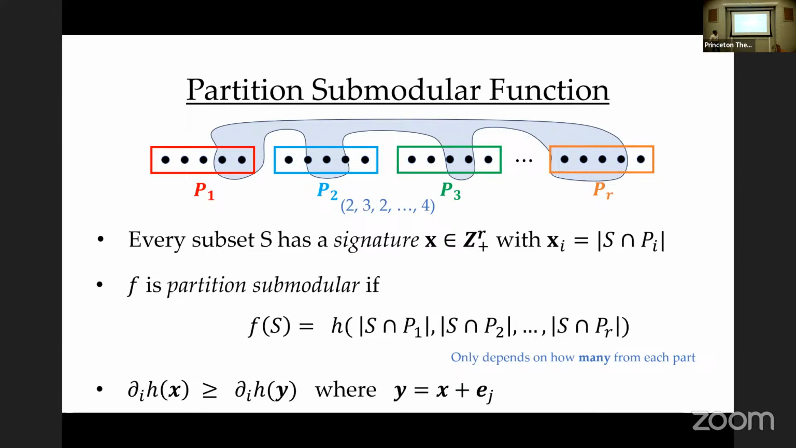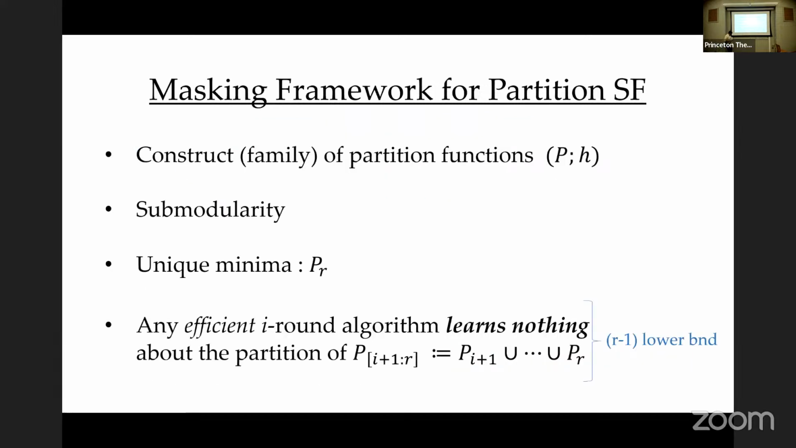Now, what we want to construct is a family of these partition functions. So I want to design this H. P will be a random equipartition. This is the only randomness, and the randomness over this, when equipped with H, gives me a family of submodular functions. Well, they have to be submodular. That's one thing that should be there. And I want the minima to be in the last part. And this is the part that is interesting: if you make i rounds of queries, then the algorithm should learn nothing about the parts P i plus 1 to R. And if that is the case, you get some momentum.